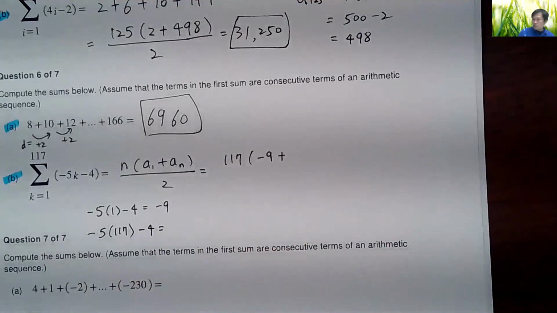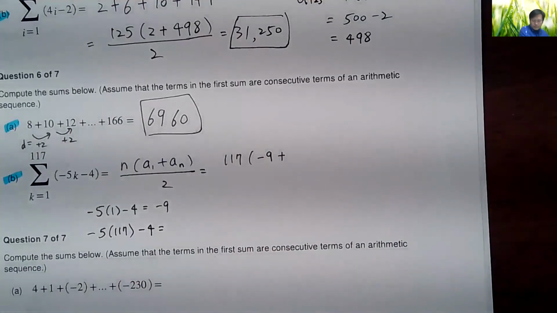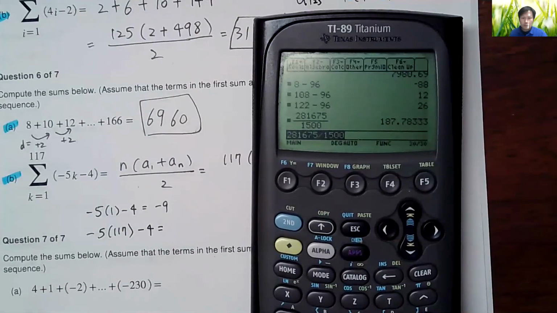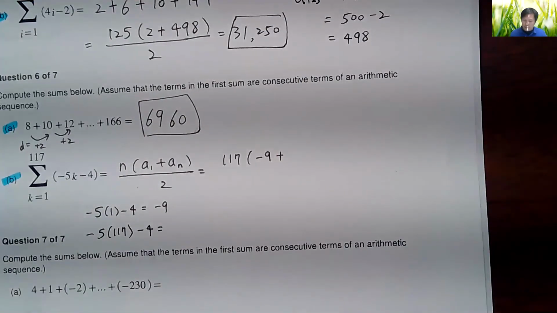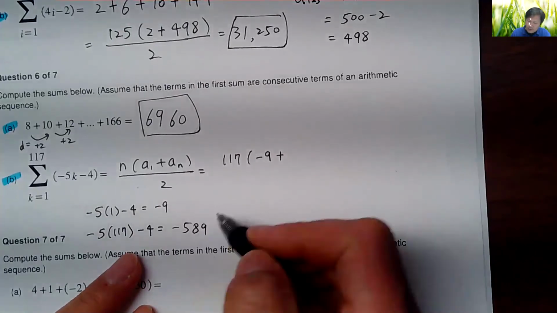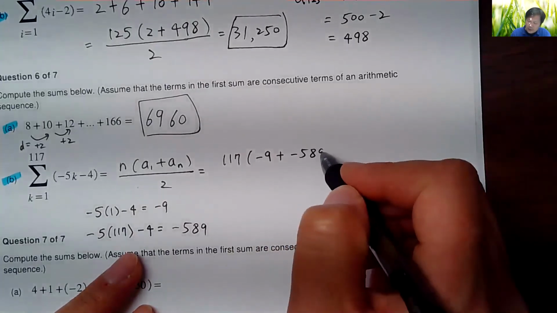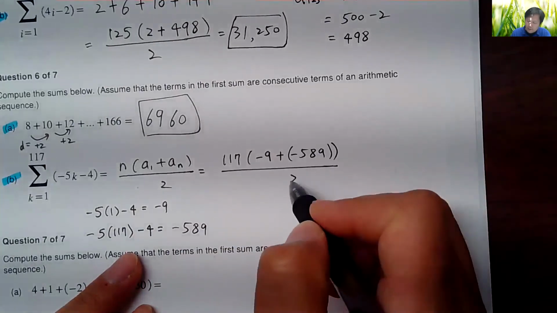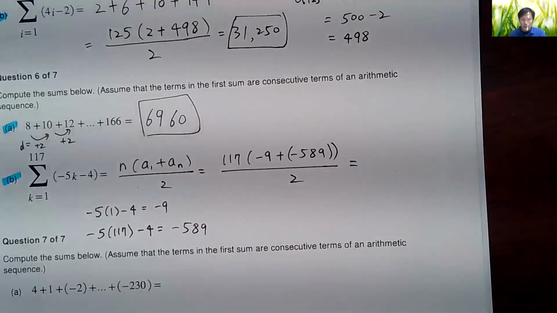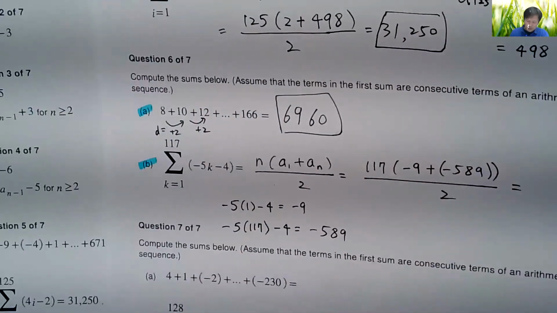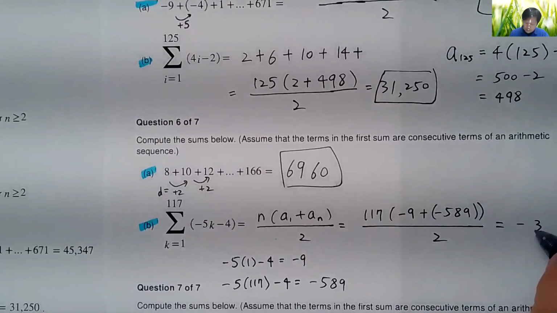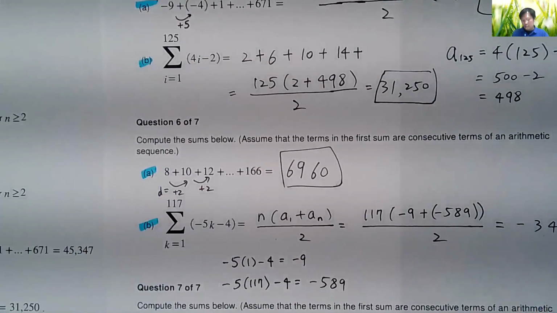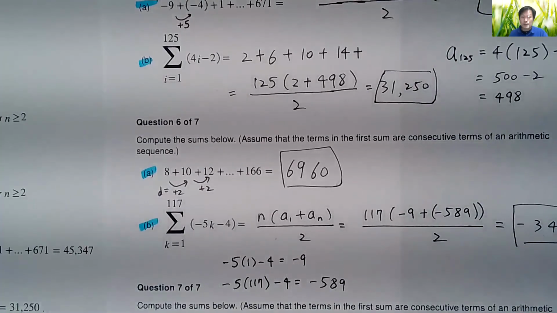Okay, I'm going to use the calculator. So minus 5 times 117 minus 4 is minus 589. So minus 589, all divided by 2. Put that into the calculator, the whole thing, and you should have gotten minus 34983. Minus 34983 should be your final answer.